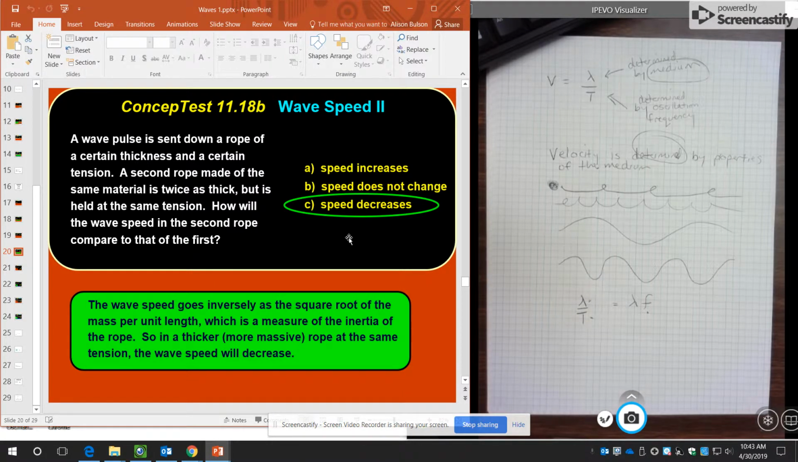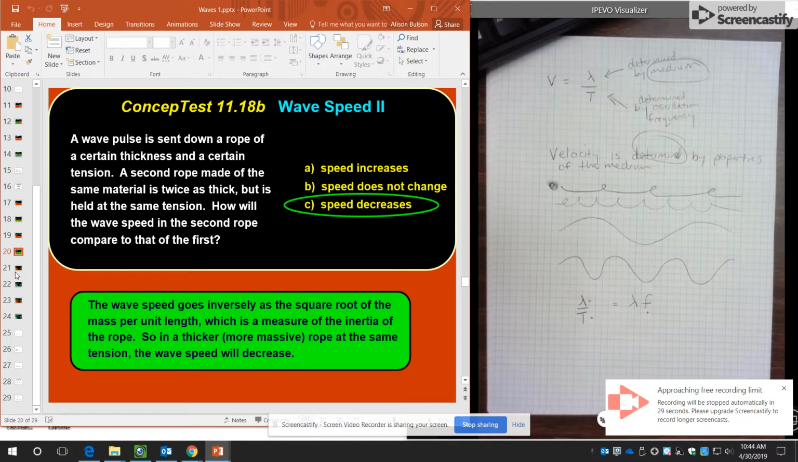So if you have a thicker rope of the same material, you've increased the linear density. You've shoved more stuff per meter of rope. And so your wave energy now has to oscillate more mass as it passes a point in space. That more mass has more inertia to the change in motion required by the passing energy.